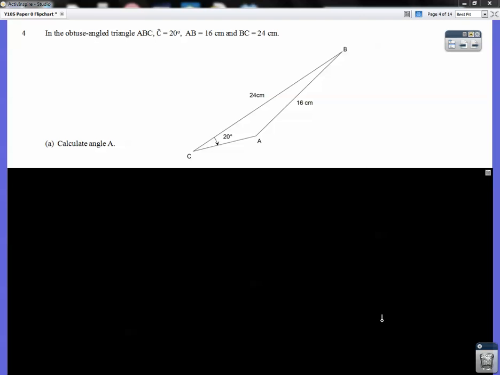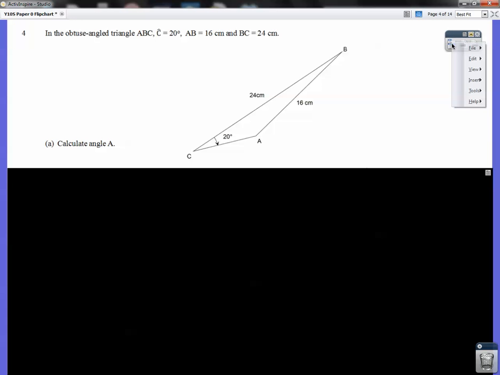So in this question, we have an obtuse angle triangle. We're asked to calculate angle A, and it's not a right angle triangle, so we know we're going to have to use either the sine or cosine rule. In this case, we can use the sine rule, because the sine rule is about relationships involving sides and angles opposite. So I've got 16 facing 20 degrees, 24 centimeters and angle A facing that, so I can make up an equation involving the sine rule.